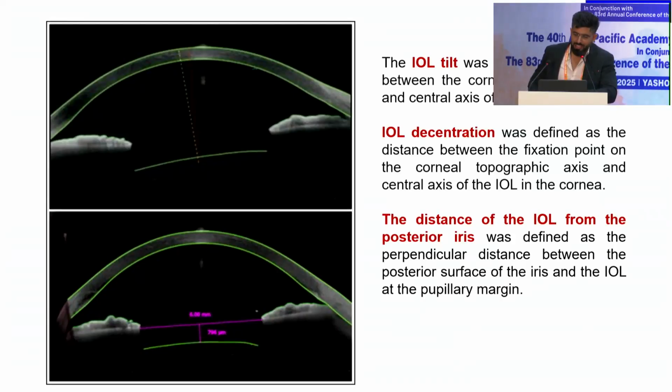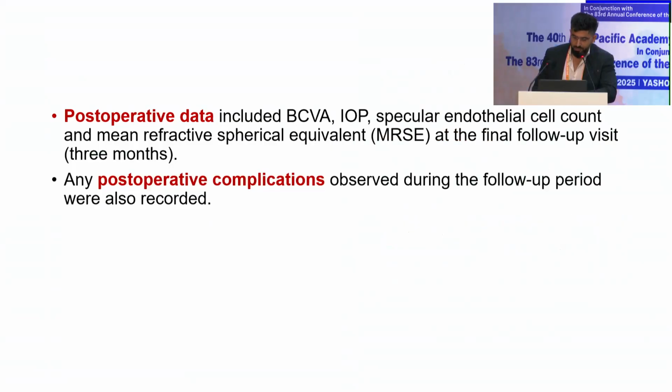IOL tilt was defined as the angle between the corneal topographic axis and the central axis of the IOL. IOL decentration was defined as the distance between the fixation point on the corneal topographic axis and the central axis of the IOL in the cornea. And the distance of the IOL from the posterior iris was defined as the perpendicular distance between the posterior surface of the iris and the IOL at the pupillary margin.